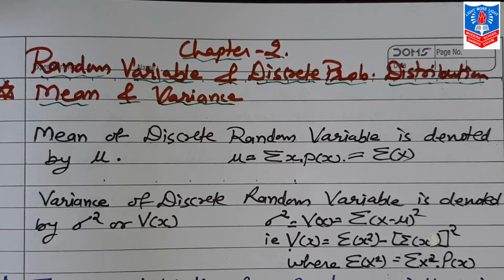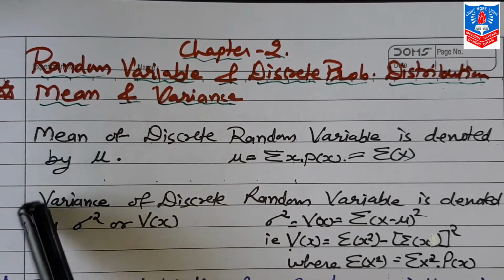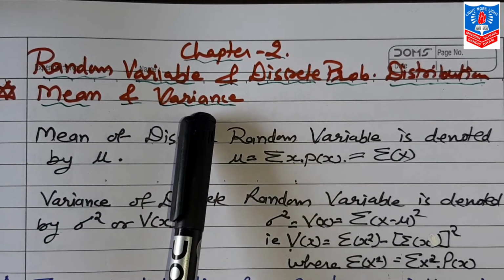Good morning, students. Welcome to the second session of the second chapter, Random Variable and Discrete Probability Distribution. Now in today's session, we will discuss sums based on mean and variance.